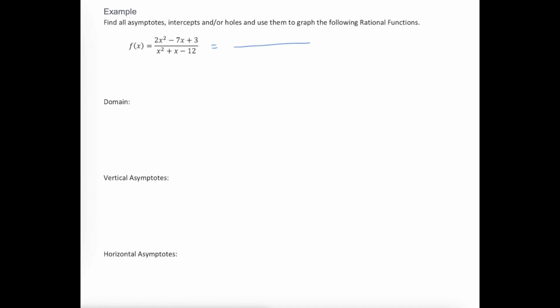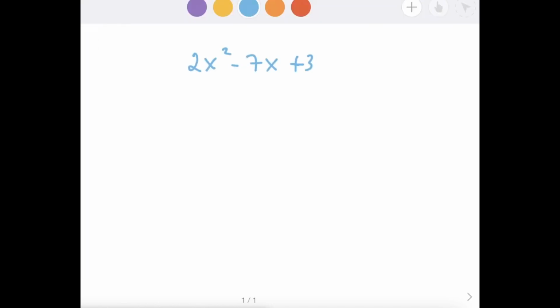Well, the bottom's pretty easy to factor. We can just call this x plus 4 times x minus 3. In order to factor the top, let's take a look at that a little bit more closely. Let's use the AC method followed by the grouping method to factor this trinomial. We'll take A and C, multiply those together to get 6, and we're looking for two factors of 6 that are going to add to the center term.